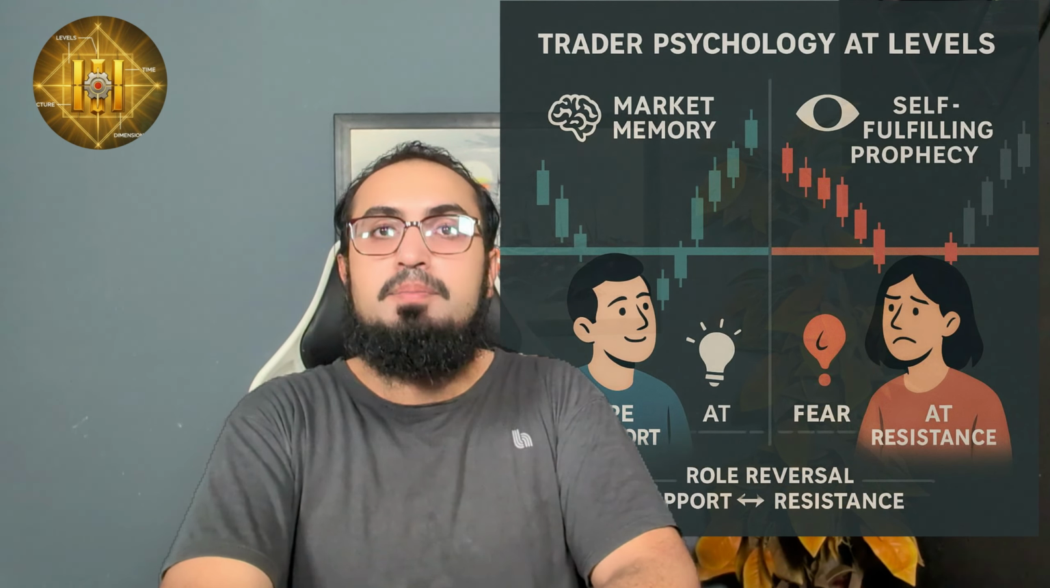The psychology behind levels. Now here's where it gets really interesting. These levels work because of human nature, and human nature doesn't change. First is market memory. Traders remember emotional highs and lows. If USD crashed from 1.2000 six months ago, guess what happens when it approaches 1.2000 again? Traders remember the pain and react accordingly.